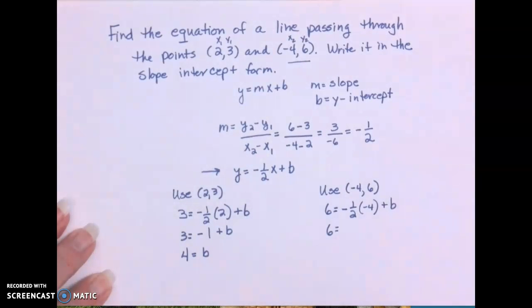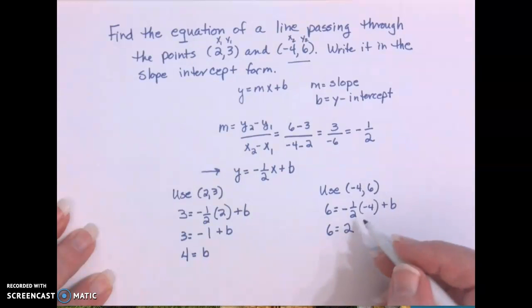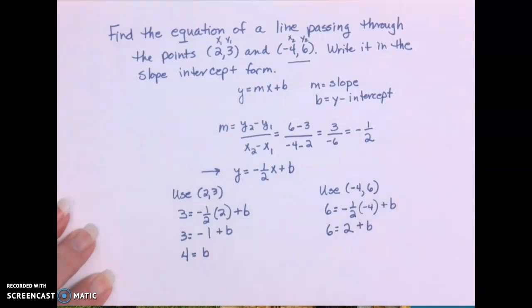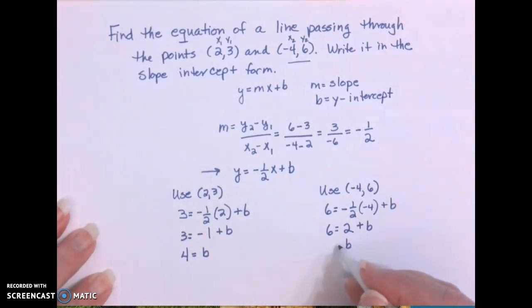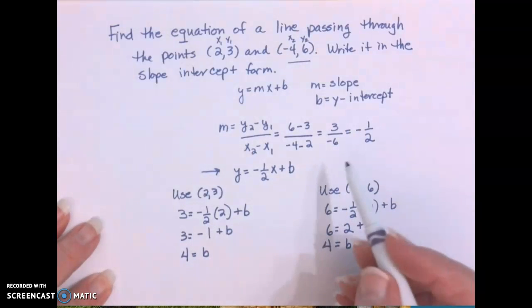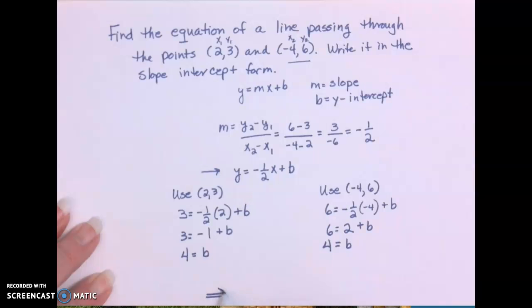6 equals negative 1/2 times negative 4 gives me a positive 4 over 2. And that simplifies to a positive 2 plus b. And when I subtract 2 from both sides, I find that, again, b is equal to 4. So now what we have found is the complete equation of the line that passes through these 2 points. And that is y equals negative 1/2 x plus 4, our y-intercept is 4.